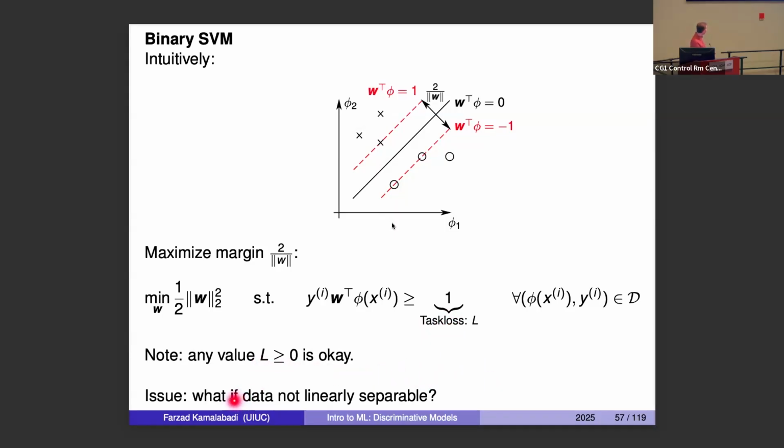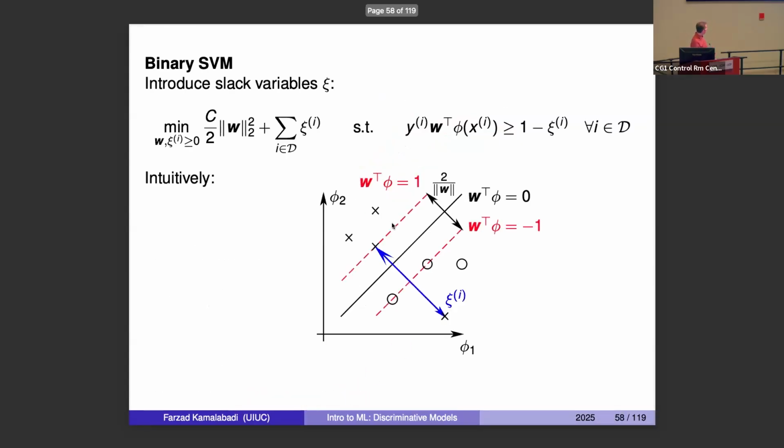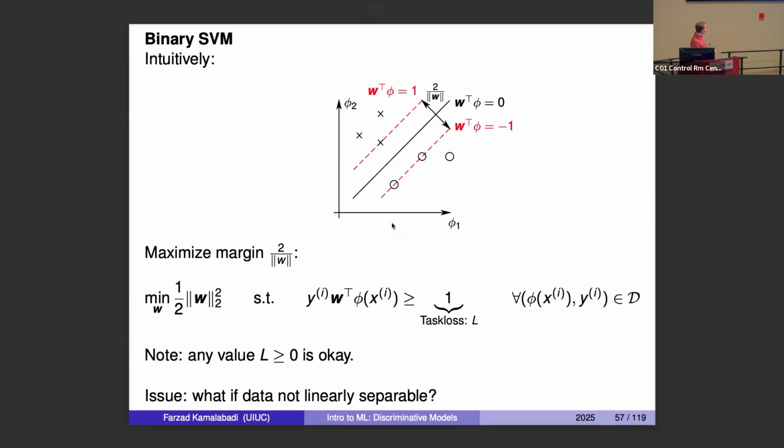And the issue is, what if data is not linearly separable? What do I mean by that? What if, in this case, not all of these crosses are on the left and all the circles on the right? What if I have a cross right here? I cannot draw a line, a boundary between those two in that case anymore, right? So how do I capture that in my model?